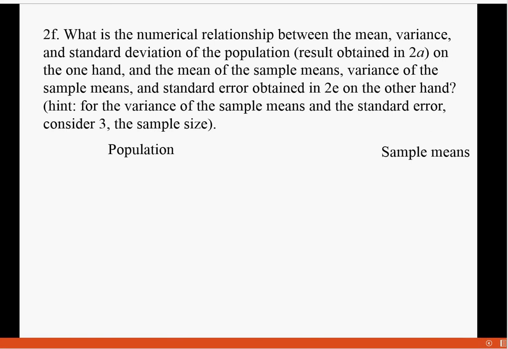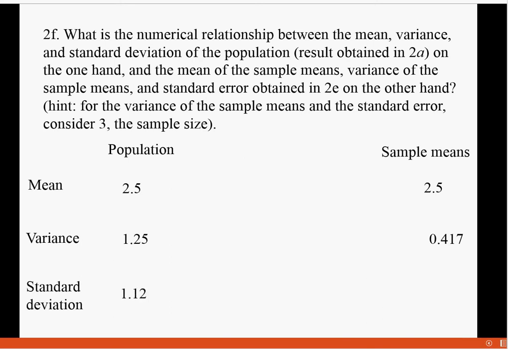Now, let's first lay out the two sets of values here. We have the mean for the population, which is 2.5. We also just calculated the mean of the sample means is 2.5. Then we also calculated the variance of the population, which is 1.25. And for all the possible samples of size 3, we just calculated the variance of sample means at 0.417. And the standard deviation for the population is 1.12. And for the standard error, or the standard deviation of the sample mean, we just calculated 0.65.